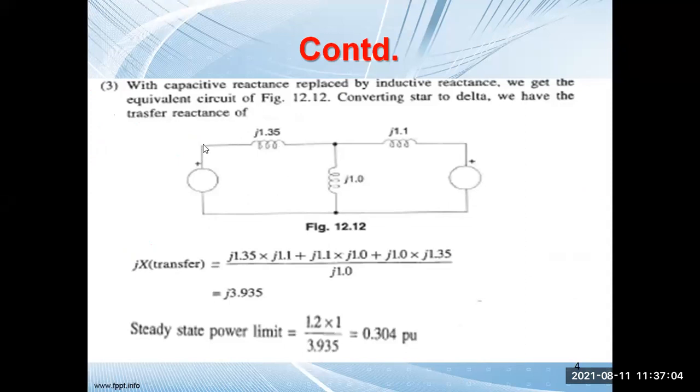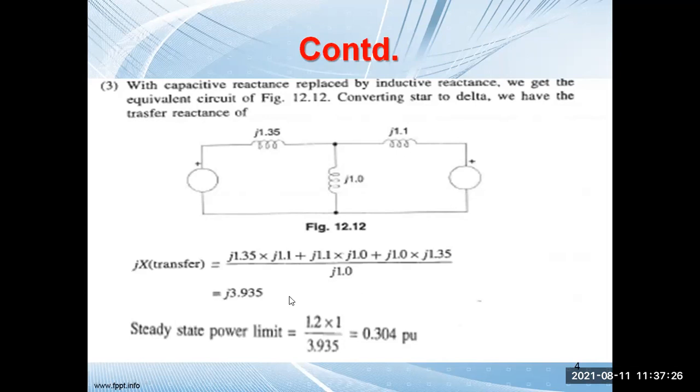So now what we'll do, again we'll apply that same thing, that is we'll apply the star delta conversion. So one reactance will come here, another reactance is this one, another reactance is this one. Now we are basically interested in the reactance which is connected between the generator and motor. So generator is this one, motor is this one. So the reactance which is connected between these two is J3.935.